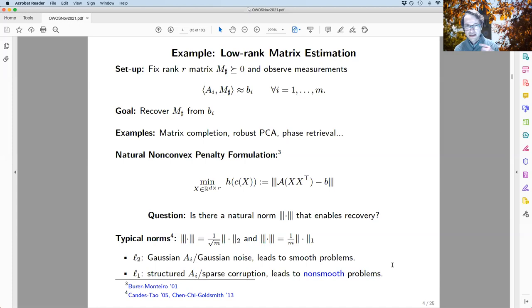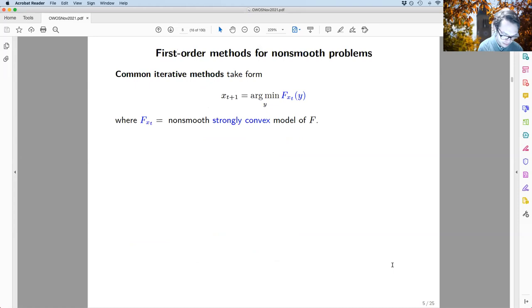All right, so now that we have this problem class, the natural question is what types of algorithms can we consider for non-smooth optimization, and which algorithms might avoid saddle points? It turns out that in non-smooth optimization and even in smooth optimization, a variety of common iterative methods can be written in a very concise way. The idea of this formulation is that given your function f, at the current iterate xt, you linearize or do some sort of simplification of your function to get a model of the function you're trying to optimize, which is potentially non-smooth, but is definitely strongly convex. Then you declare the minimizer of this model, this simplification of your function, to be the next iterate.